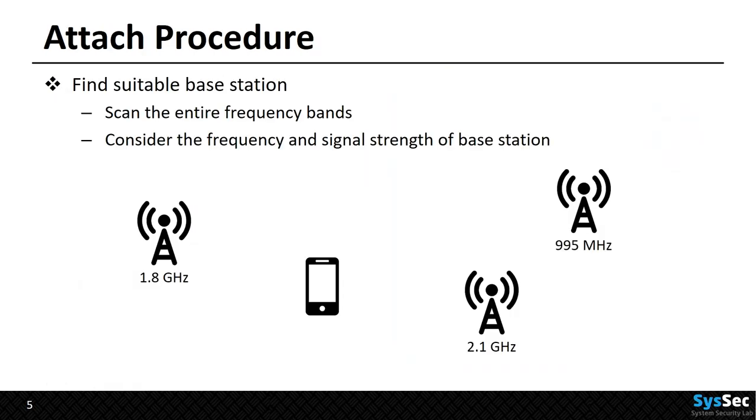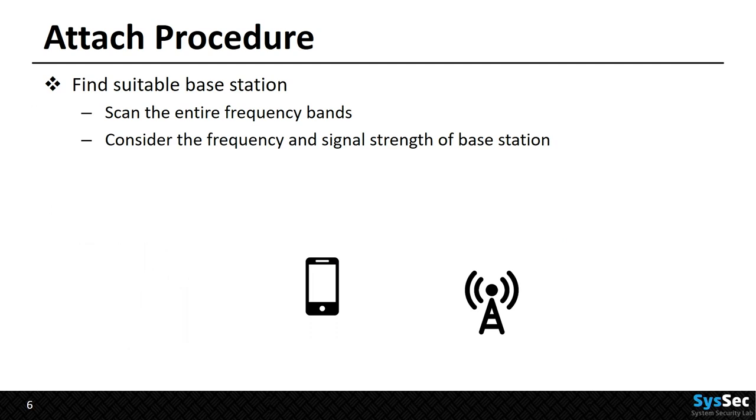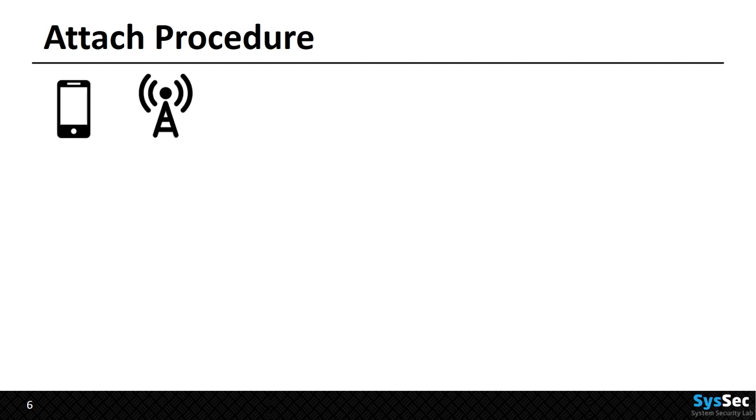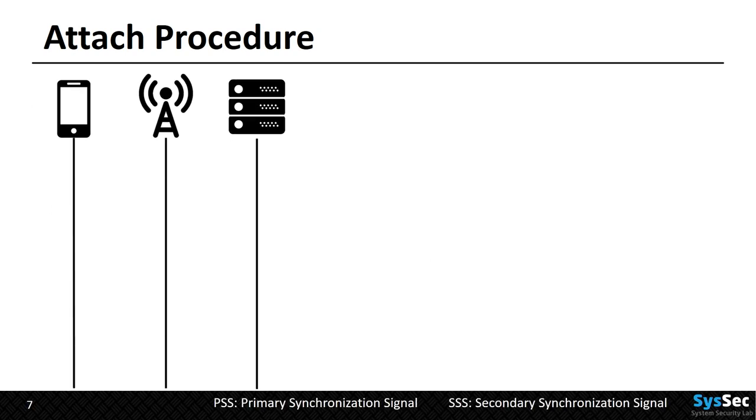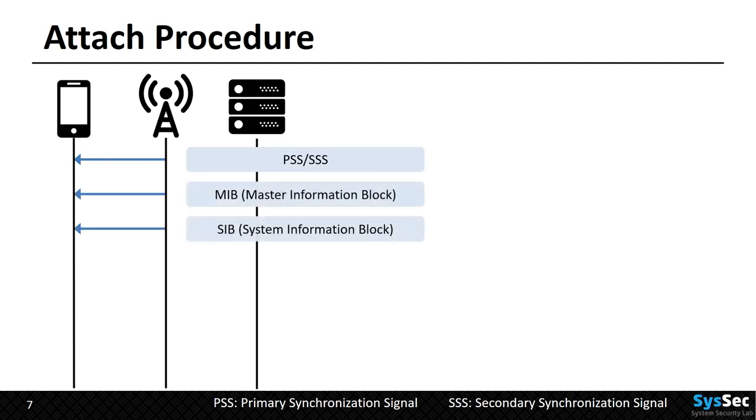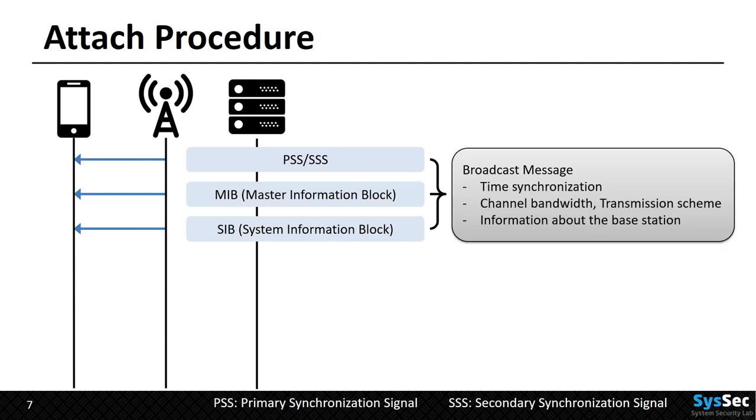First, the UE has to decide which base station to connect to. To do this, the UE scans the LTE frequency band and selects the most stable base station by considering the frequency priority and signal strength of the base station. After selecting one base station, the UE starts the attach procedure with the base station. First, the UE receives the PSS and SSS signals sent by the base station. In turn, the MIB and SIB are decoded.